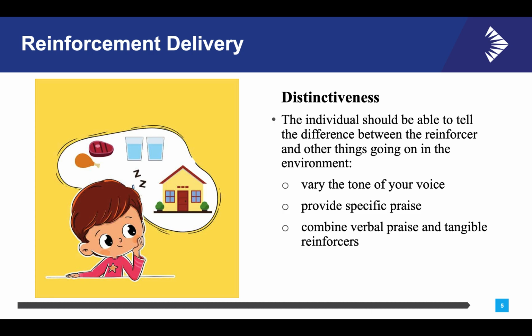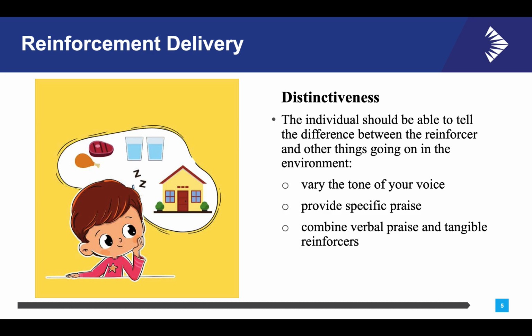Another thing is that the individual should be able to tell the difference between the reinforcer and other things going on in the environment. So this is just what we talked about. So varying the tone of your praise, providing specific praise. So making sure when we're saying good job, telling the individual what they did a good job at. So really great job putting your shoes on. Great job following my instructions. Be specific with your praise.